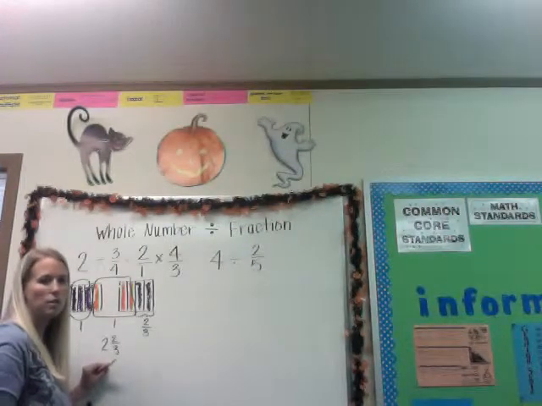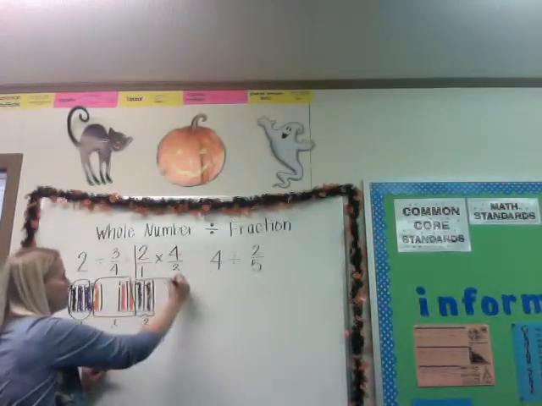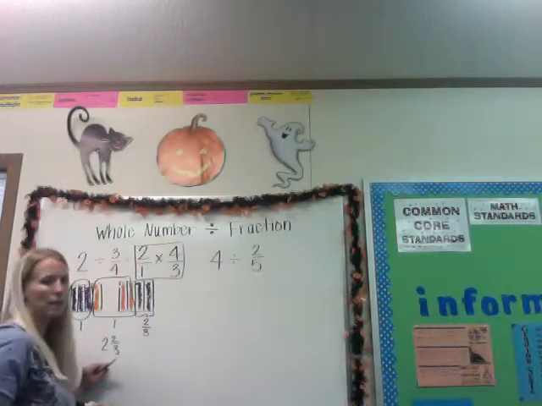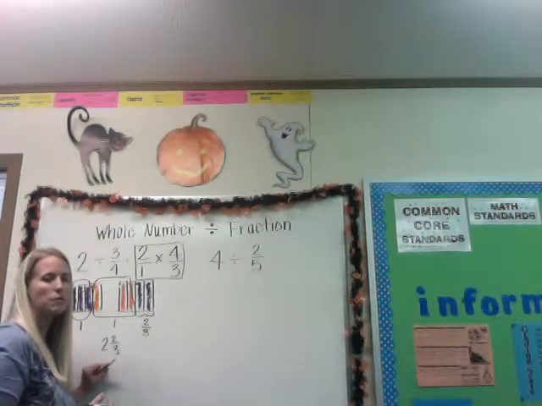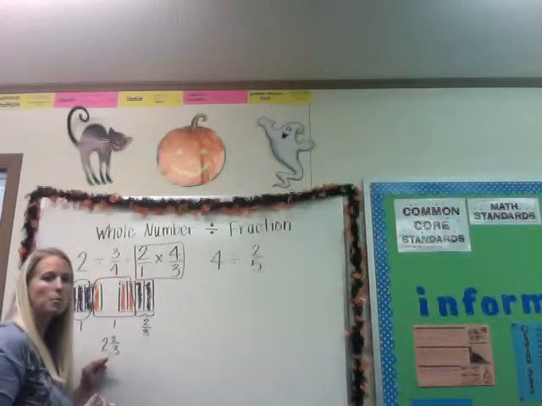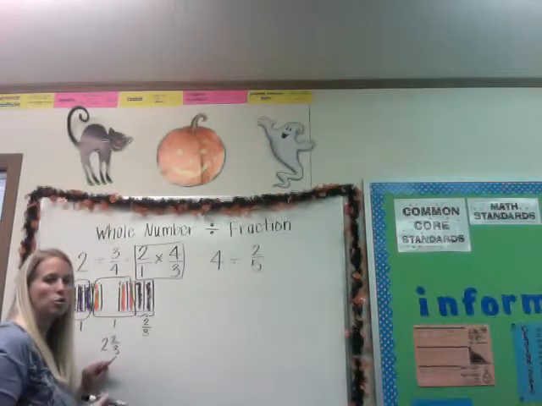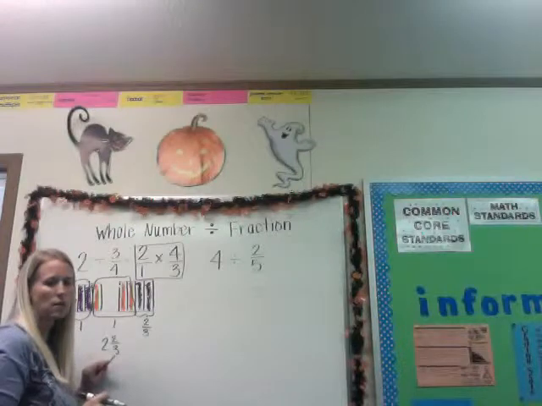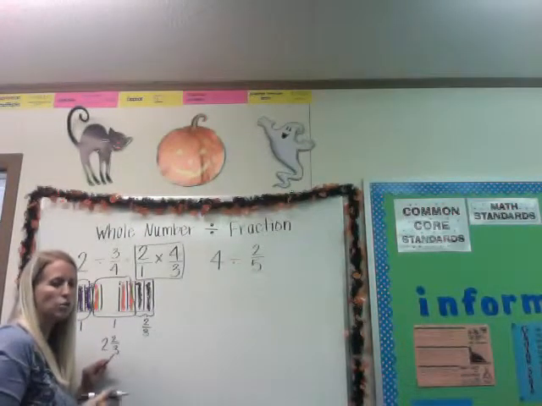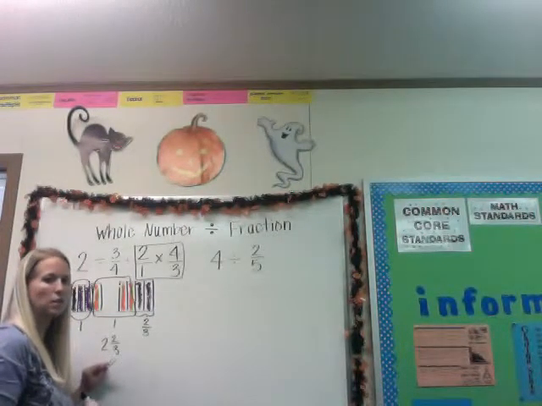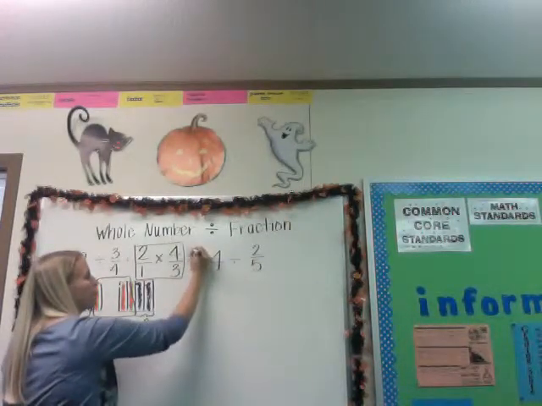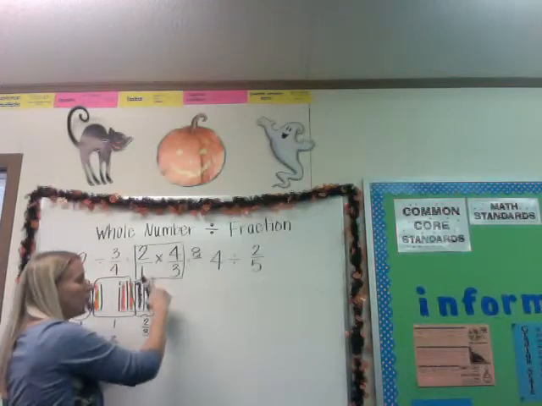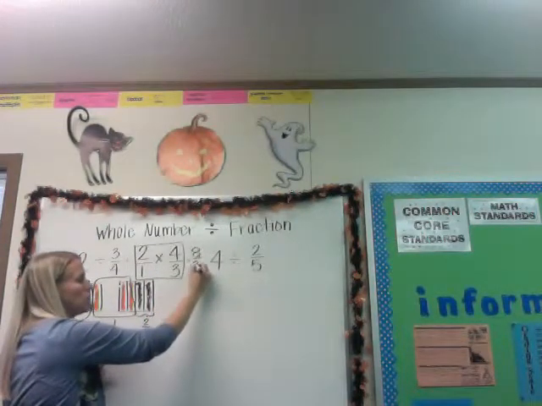Now remember, a whole number written as a fraction is simply that number 2 over the number 1. Okay? So here's my new math problem. Let's see what we get when we multiply 2 times 4/3. Remember, to multiply fractions, you just multiply the numerators together and the denominators together. There's no need to find a common denominator. So I have 2 times 4, which is 8. And I have 1 times 3, which is 3.